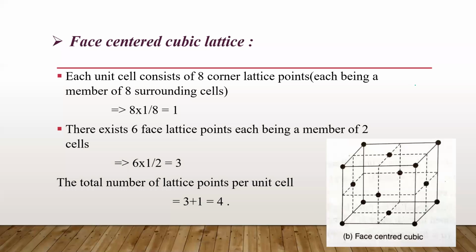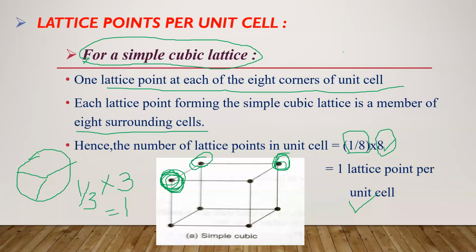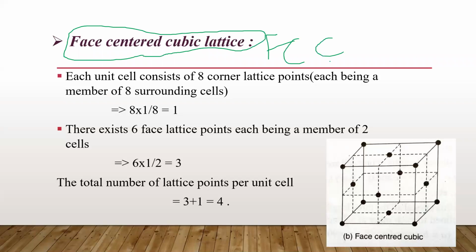Next, let us see the face-centered cubic lattice. For a face-centered cubic lattice, what do we have now? The name itself, FCC. The previous one, simple cubic lattice, is SC. The other one is FCC, face-centered cubic lattice. Here each unit cell consists of 8 corner lattice points, same as that of simple cubic.